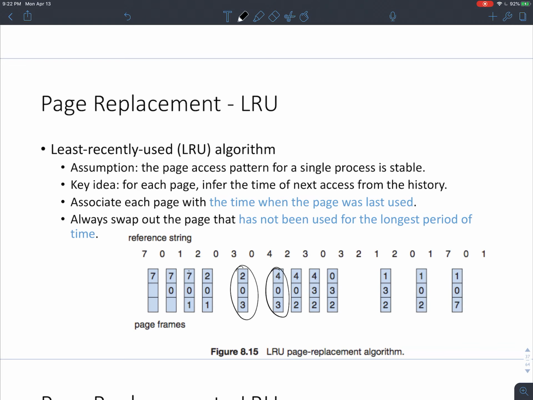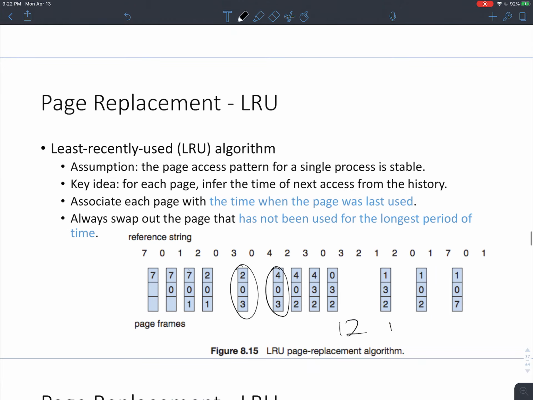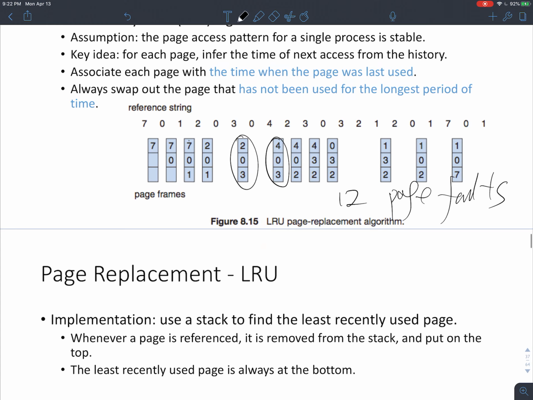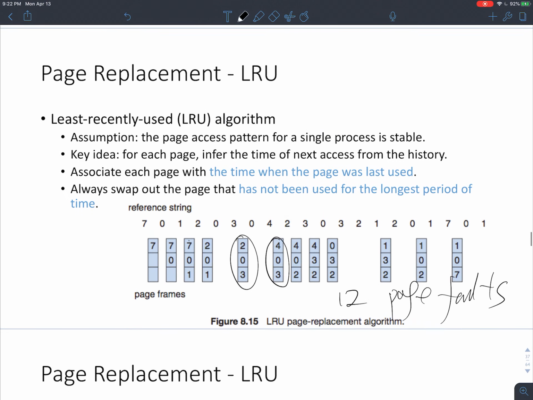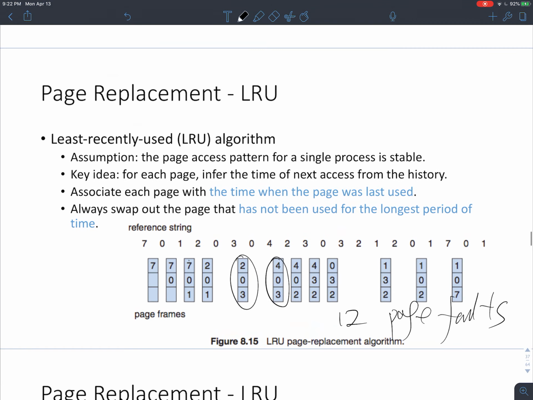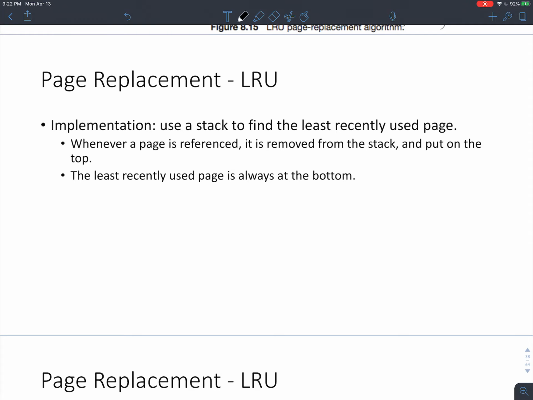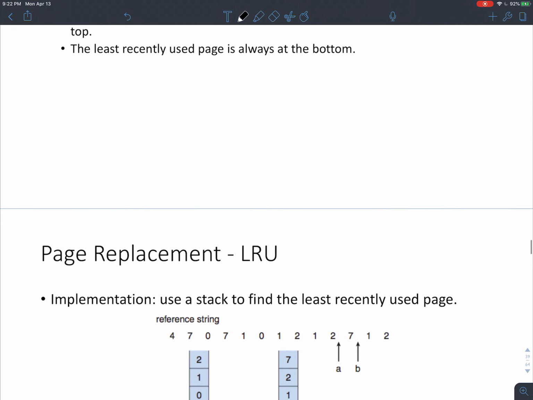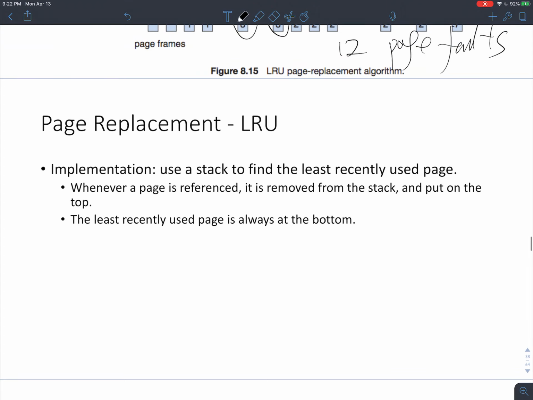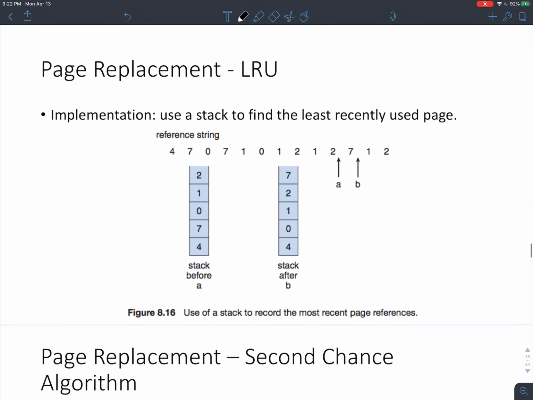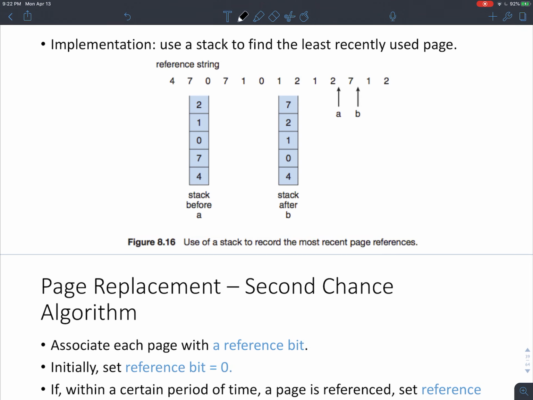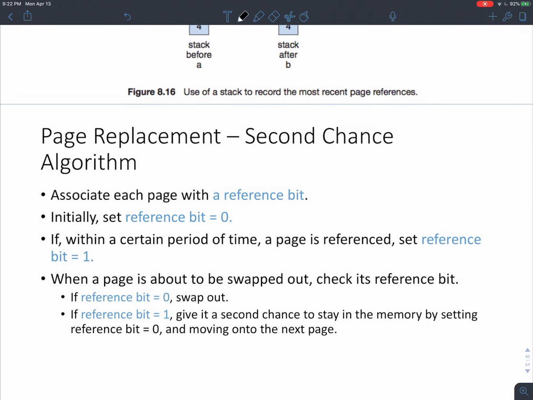In total, with this least recently used algorithm, we have 1, 2, 3, 4, 5, 6, 7, 8, 9, 10, 11, 12 page faults. And if you are familiar with Linux, probably you know that Linux uses this page replacement algorithm, LRU. LRU can be easily implemented by a stack. I'm going to skip the detail because you are not going to implement that.